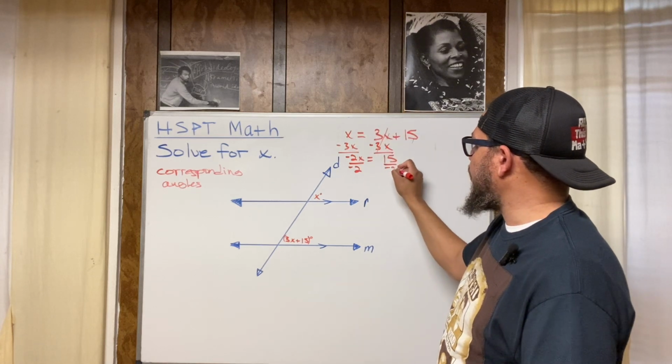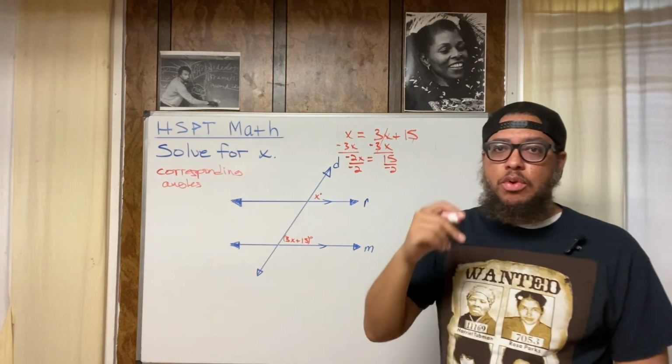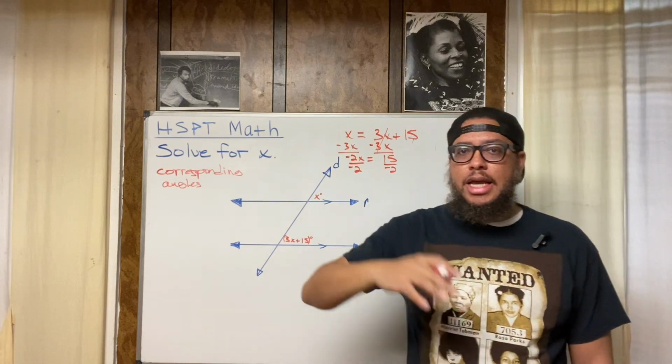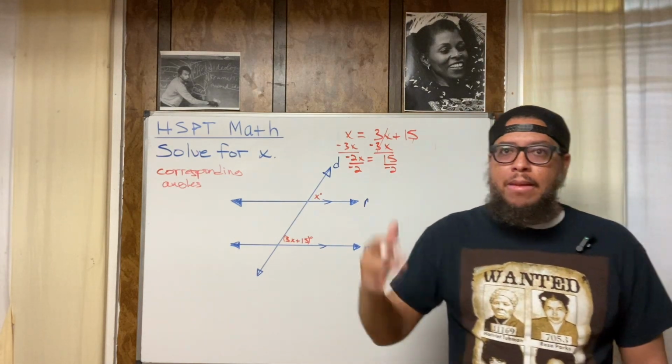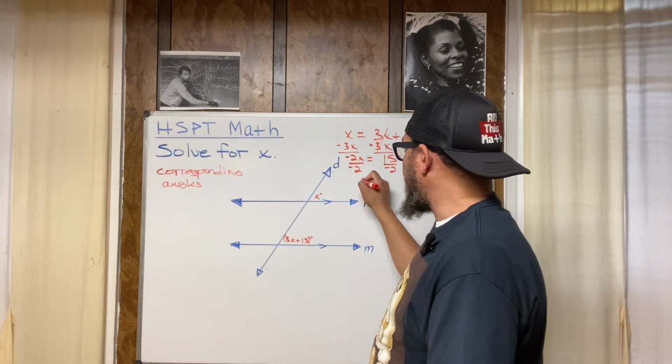We're going to do the same thing over here. Negative 2 divided by negative 2 gives us positive 1, leaving us with positive 1x. You got to know the language of math. Positive 1x and x mean the same thing. So now we got x right here.